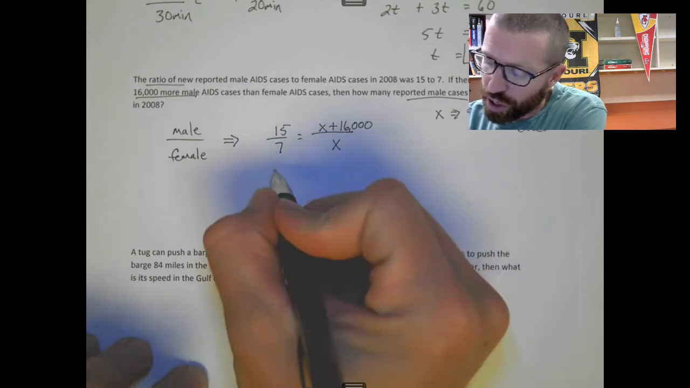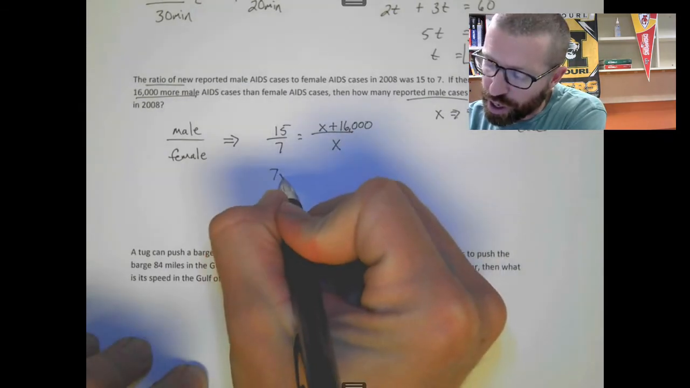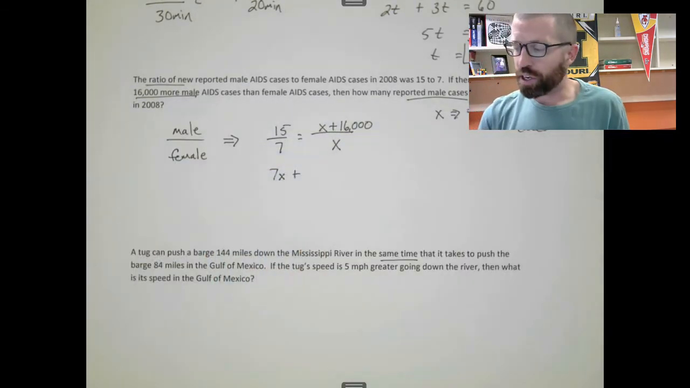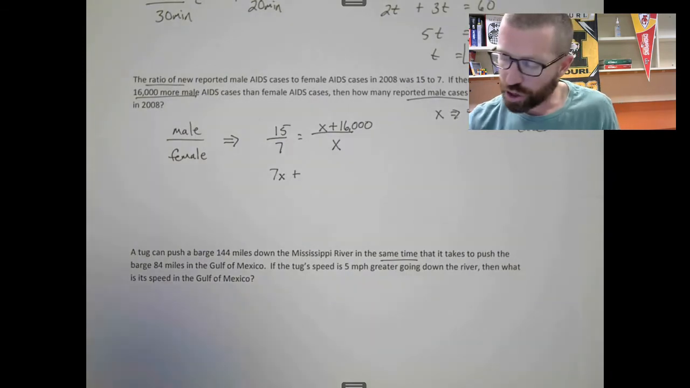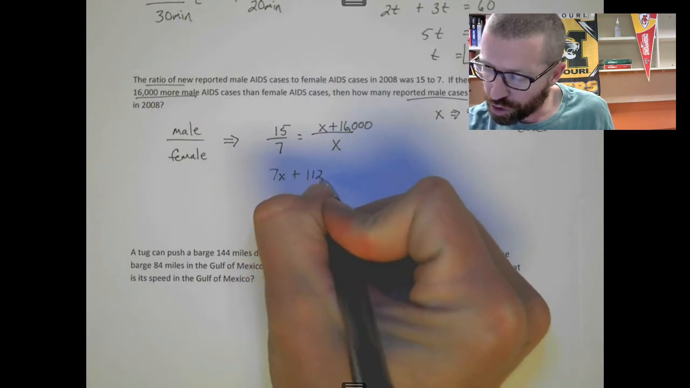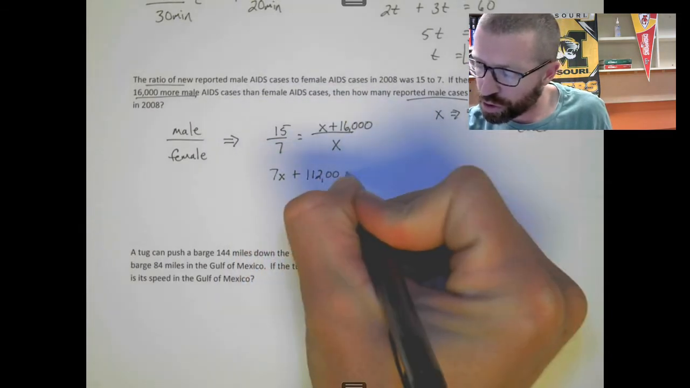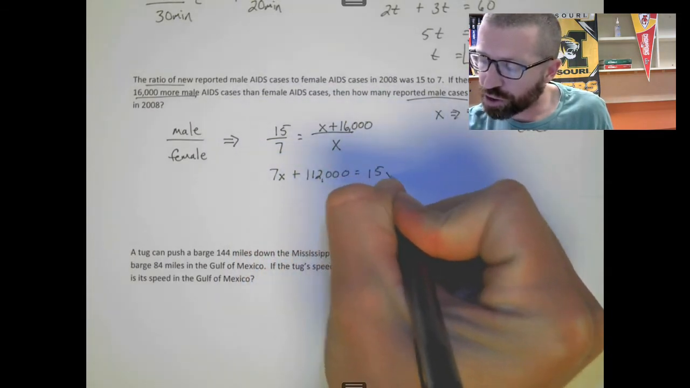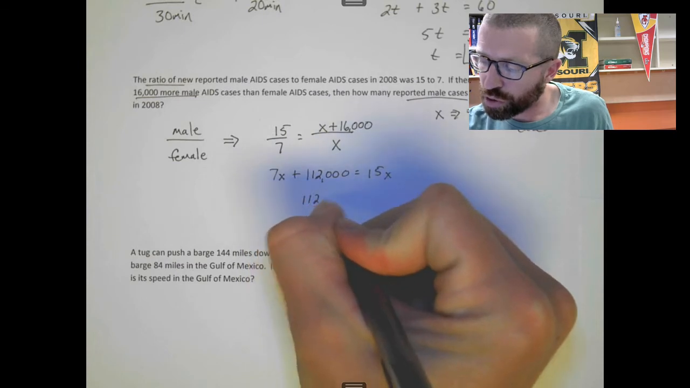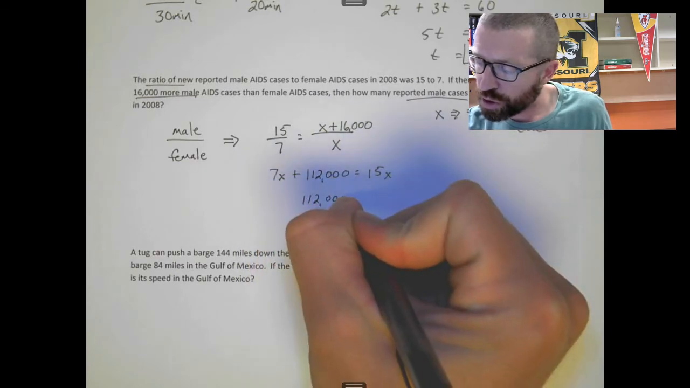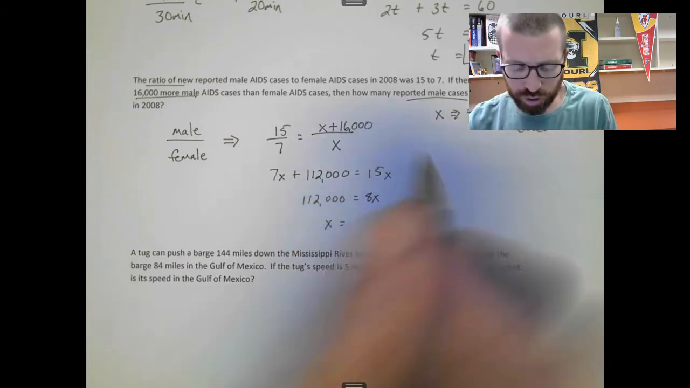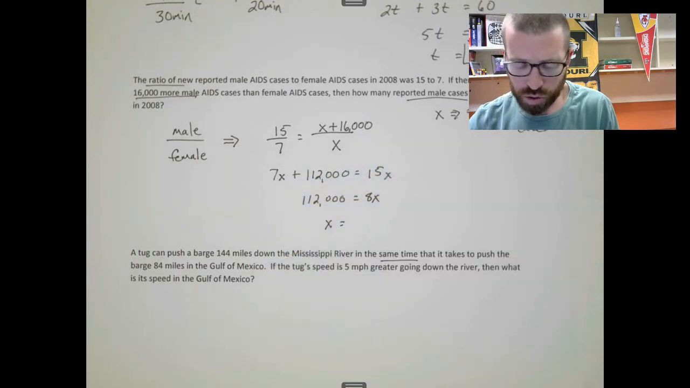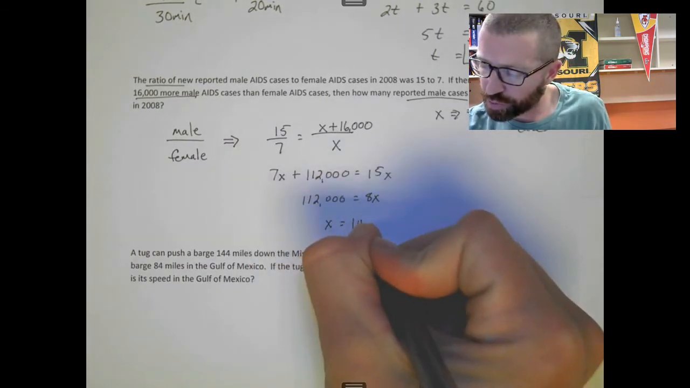Then you can cross multiply: 7 times x plus 16,000. 7 times 16,000 is 112,000 when you distribute. And that's equal to 15x. So 112,000 is equal to 8x when you subtract 7x, or x is equal to 14,000.